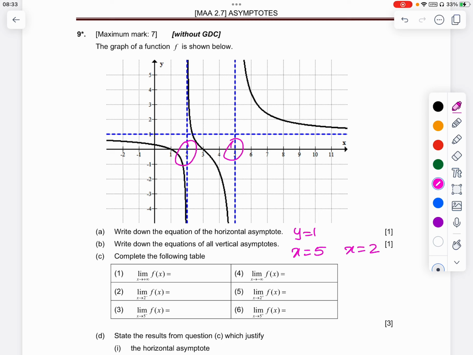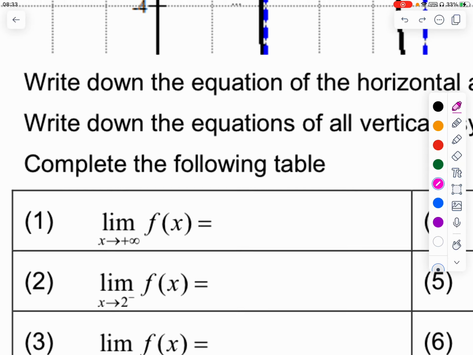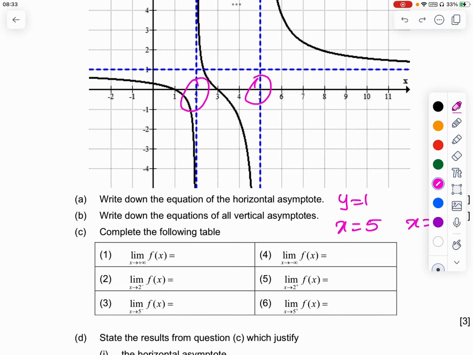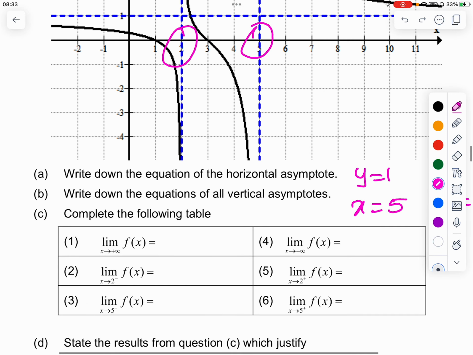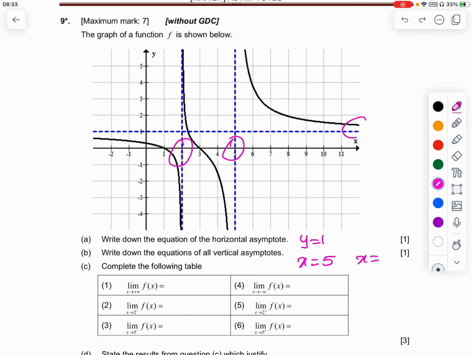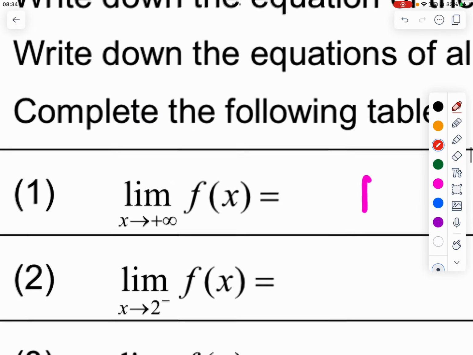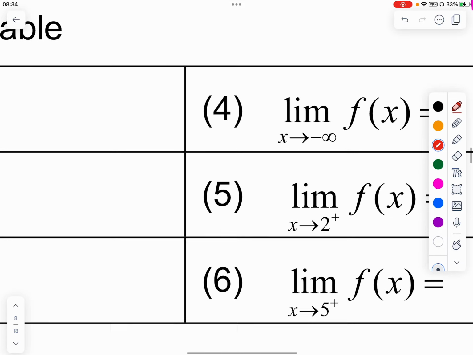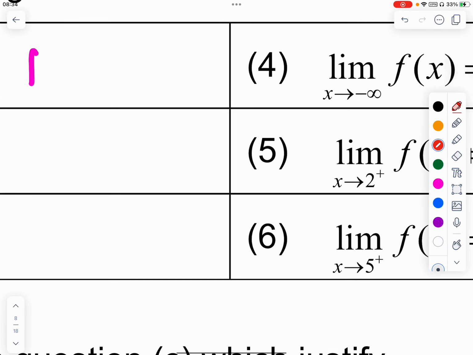Complete the following table. So limit as x approaches infinity. So it is telling positive infinity. So x is approaching positive infinity, x is approaching negative infinity for 1 and 4. When it is approaching positive infinity, we can see that it is coming near to the asymptote, so 1. When it is approaching negative infinity, also it is going to be 1. Next, the second part: 2 minus, and this one is 2 plus. Remaining is 5 minus and 5 plus.